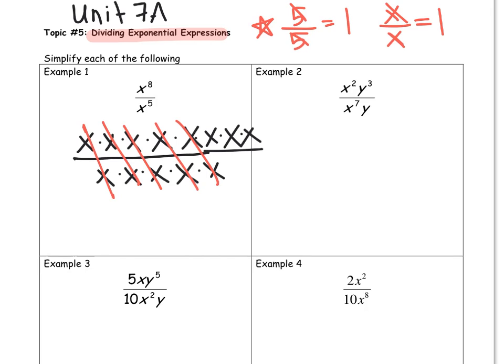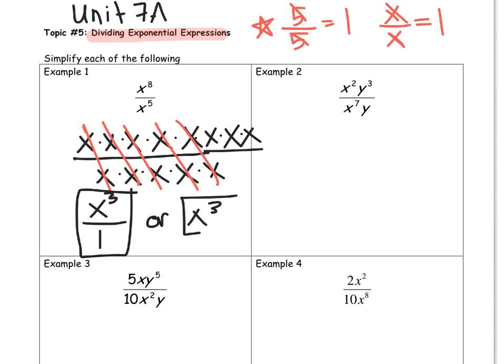So I'm going to put my fraction bar here, and I'm left over with 3 copies of x in the numerator, but I don't have to write that out. I can just write x to the 3rd power. In the denominator, I have nothing left. When there's nothing left, we don't write 0. We know that when the fraction is empty in the denominator, I write 1. So my answer is x cubed over 1, or you can just write this as x cubed.